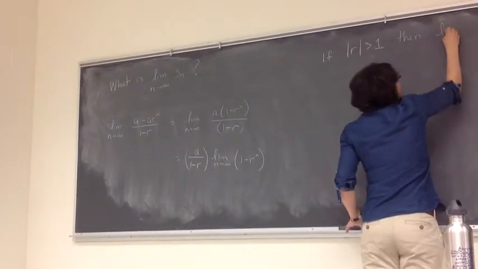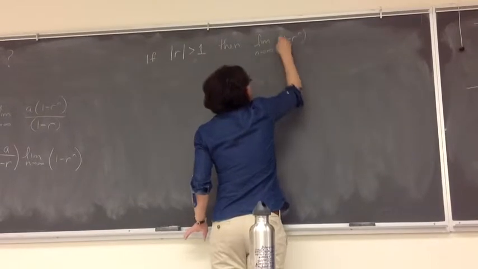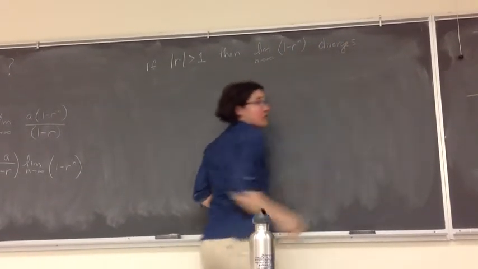In particular, if the size of r, the absolute value of r, is bigger than 1, then the limit as n goes to infinity of 1 minus r to the n diverges.